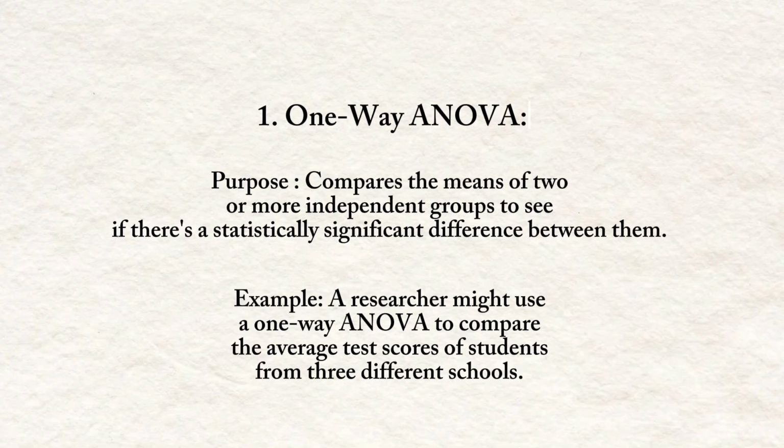There are two main types of ANOVA. First, one-way ANOVA. One-way ANOVA is an extension of the independent sample t-test. The independent sample t-test is used to compare the means between two independent groups, whereas in one-way ANOVA, means are compared among three or more independent groups.